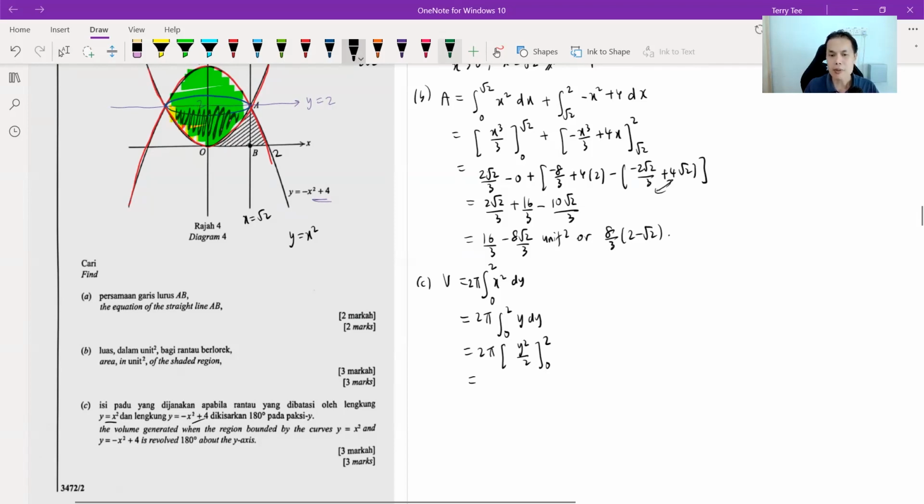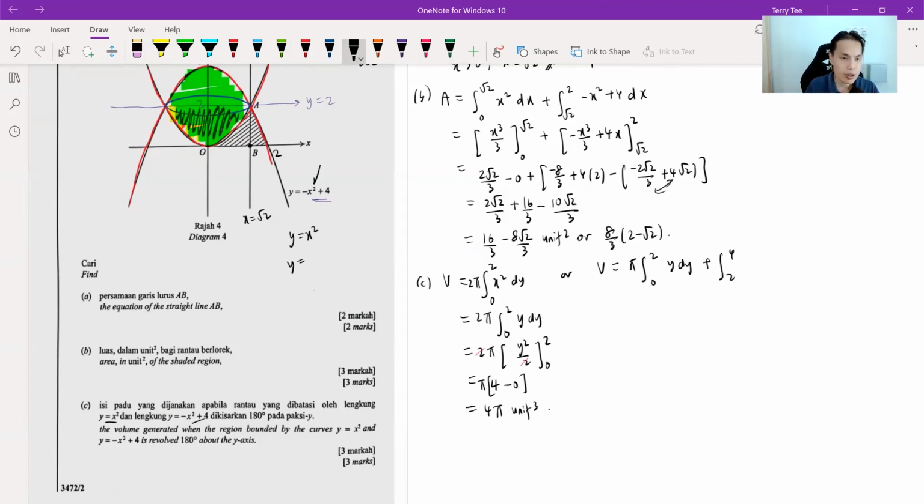But again, some people say, oh, I don't quite understand this, I want to do one by one. So the first one is x squared, which is y dy. The second one you can do from 2 to 4. If you have y equals 4 minus x squared, bring over, you get x squared equals 4 minus y. So this will be pi times 4 minus y dy. This will be pi y squared over 2, 0 to 2.